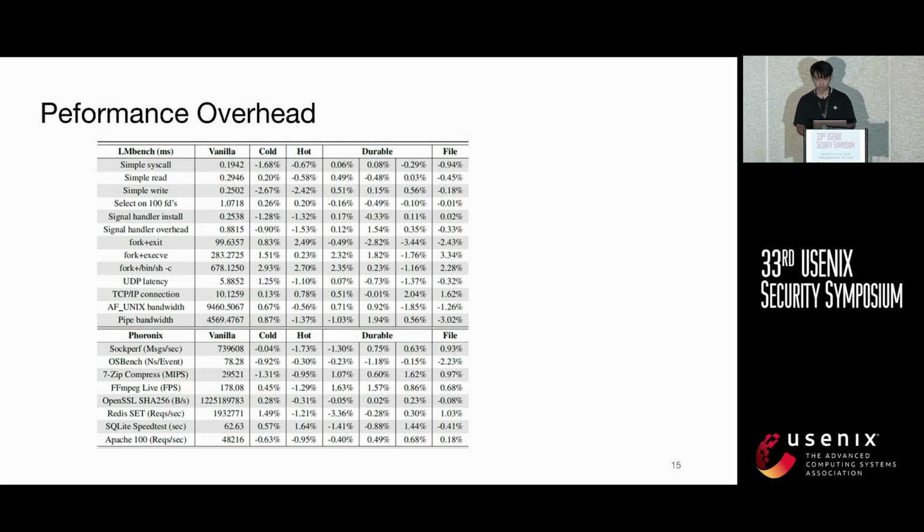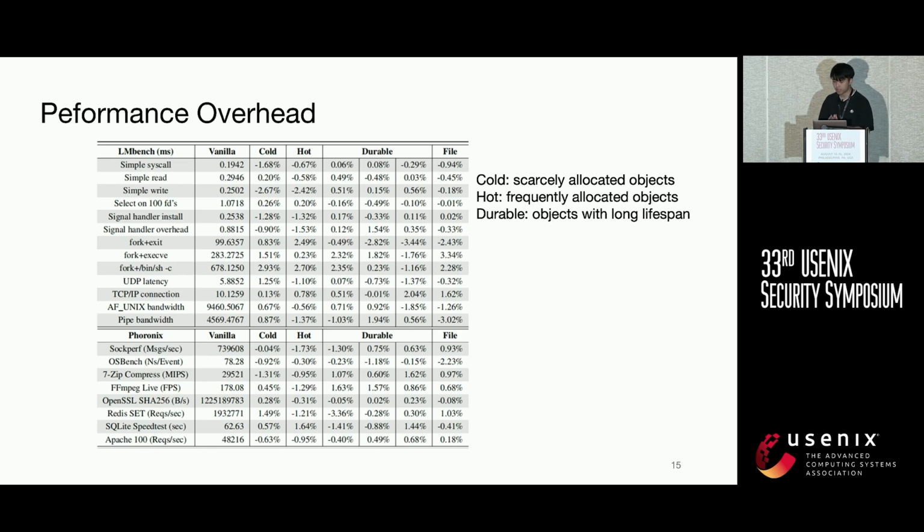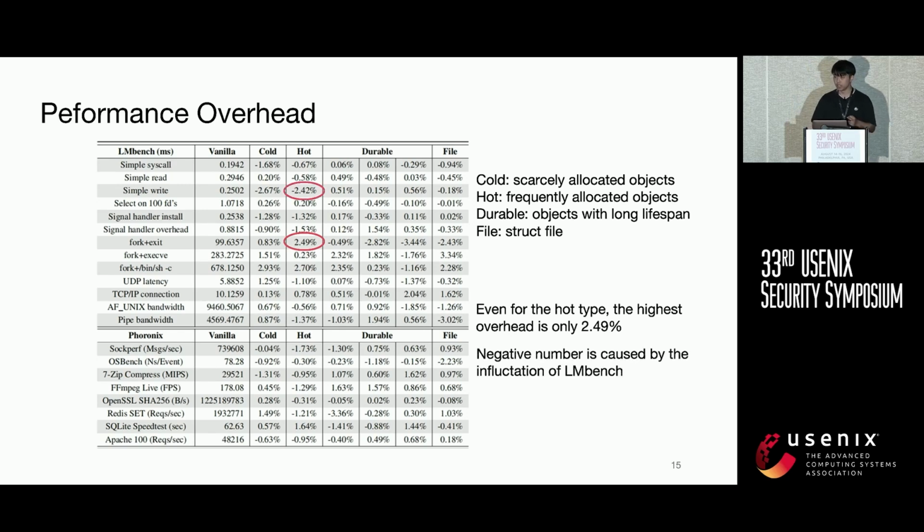For performance overhead, we have 4 kinds. The first is cold, which means scarcely allocated objects. Hot means frequently allocated objects, and durable means objects with long lifespan. File is just struct file. Even for the hot type, the overhead is really small. The negative number here is actually the fluctuation of LMbench.